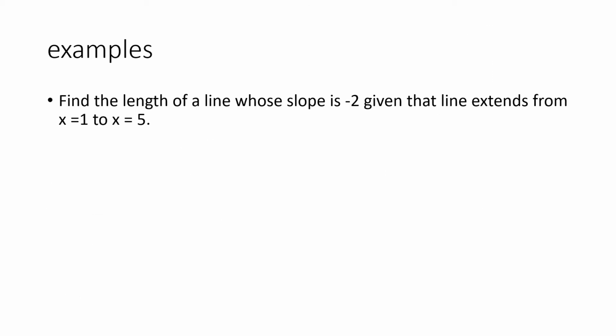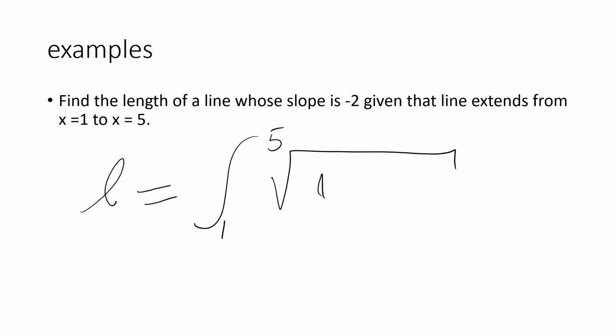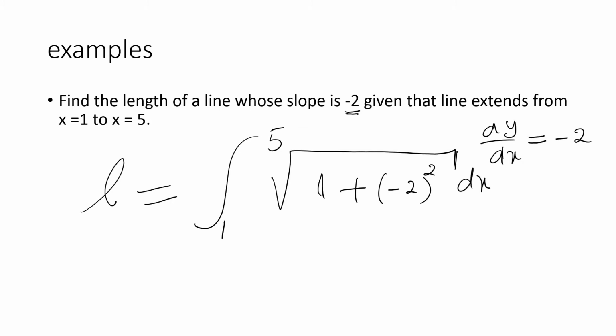Let's do an example. Find the arc length of a line whose slope is -2, given that the line extends from 1 up to 5. So we have the length equal to the integral from 1 to 5 of the square root of 1 plus (dy/dx) squared, where dy/dx is this value, which is -2. So we put here (-2) squared, then dx.